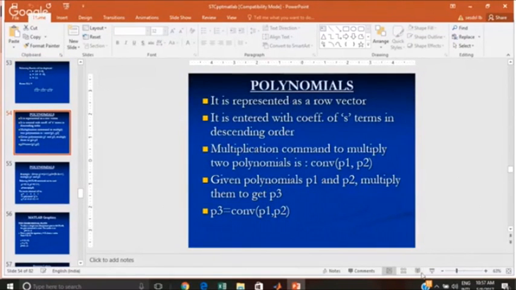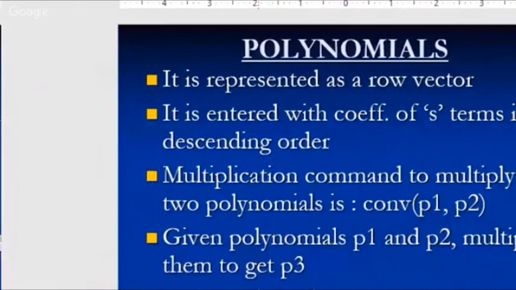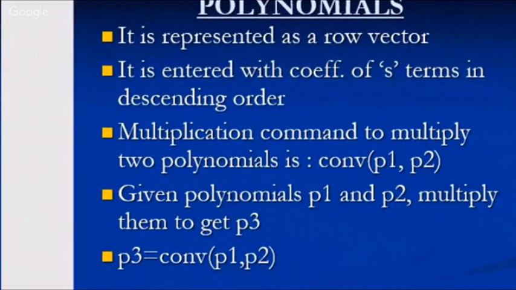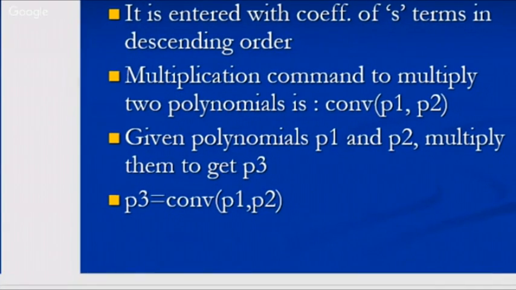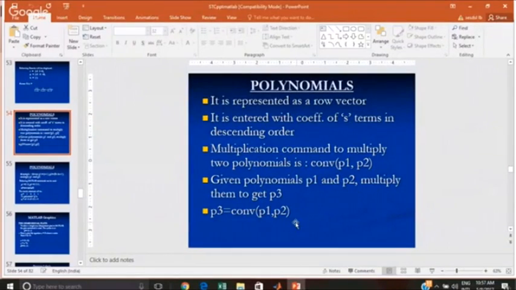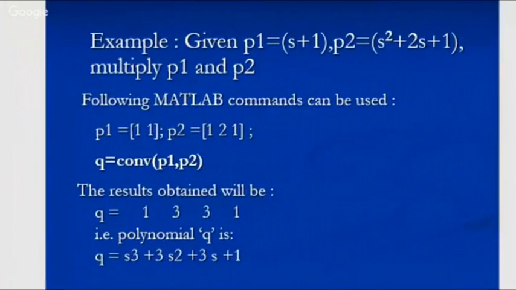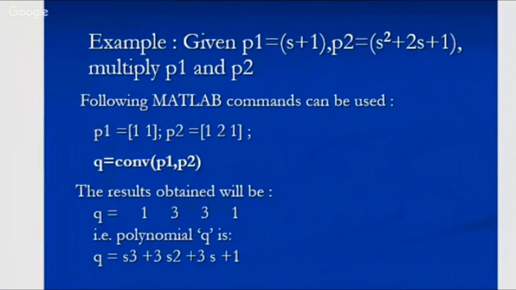Okay, so a polynomial, if you see, is represented as a row vector again. It is entered with coefficients of s terms in descending order. For multiplying two polynomials, you write convolution, CONV of P1, P2, and given the polynomials P1 and P2, it multiplies them. So P3 is equal to convolution of this. For example, you can see a program here.